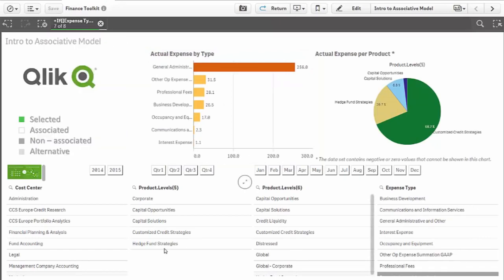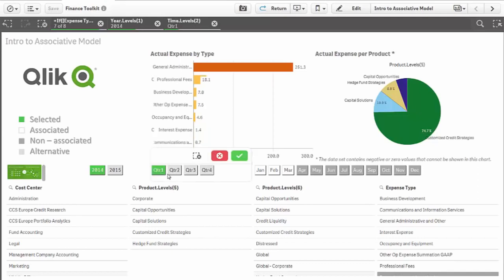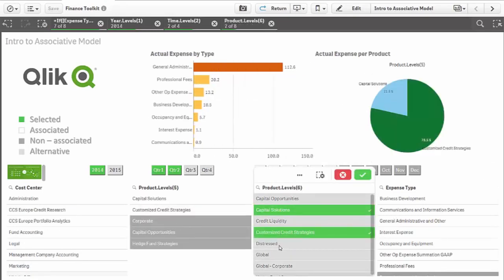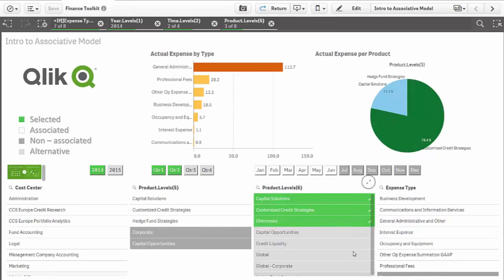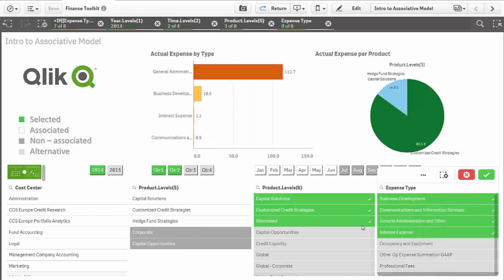So here we are now in the introduction to the associative model, and what Qlik brings is the ability to make any selections on your data and not have to require any more janitorial spreadsheet work. For example, I can look at the first couple quarters of 2014, and I could go into expense type or a product level type and consolidate and aggregate 3 different types of products. And maybe I just want to look at 1 or 2 different types of expense line items as opposed to the entire set.